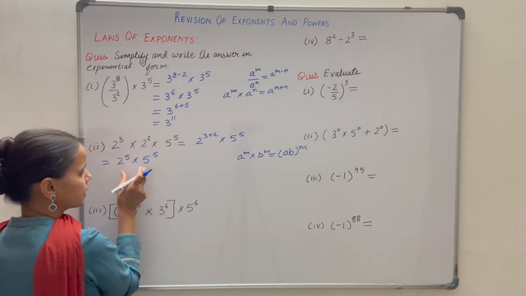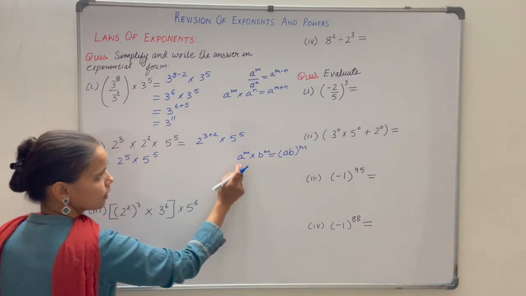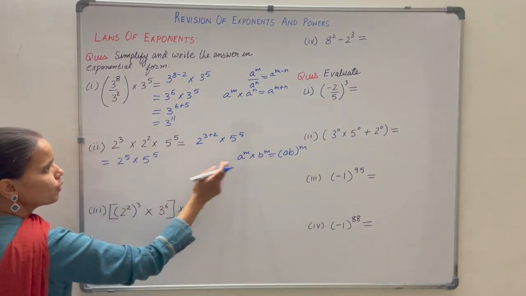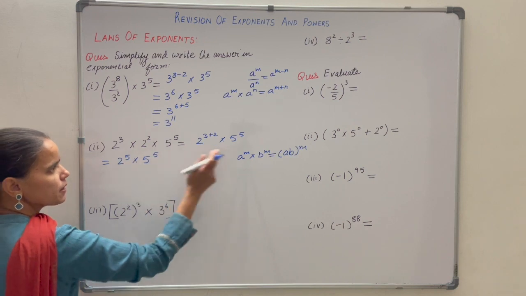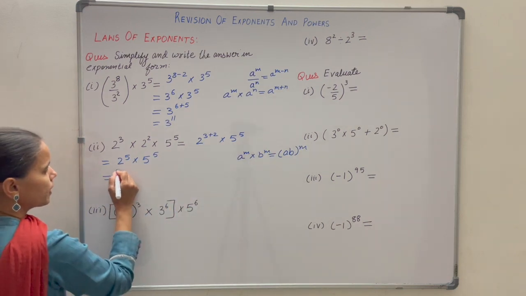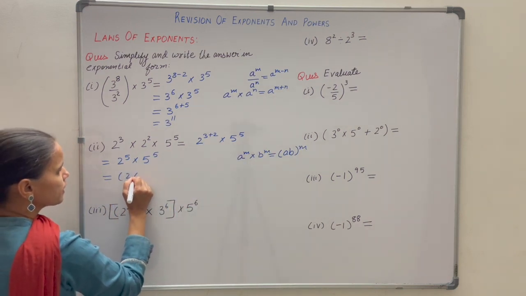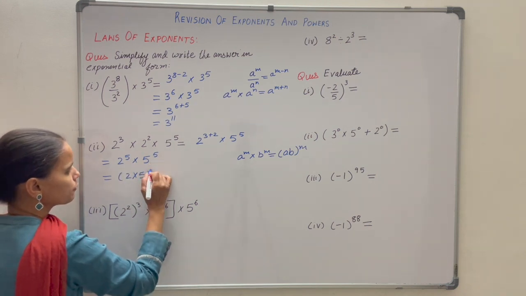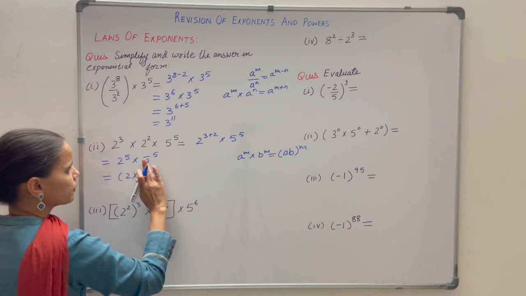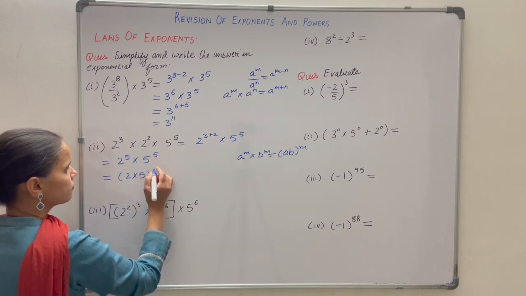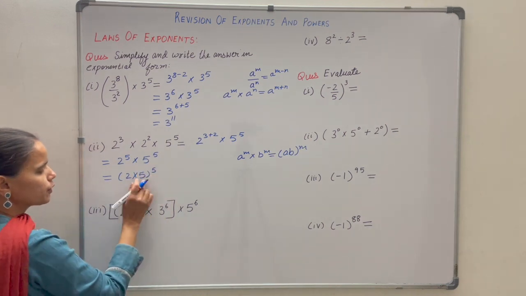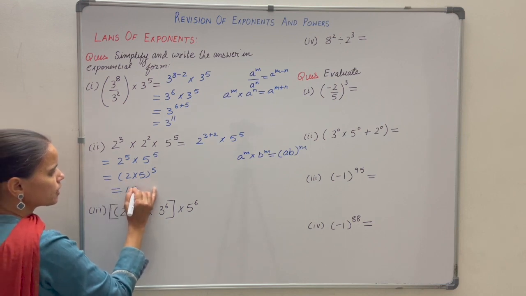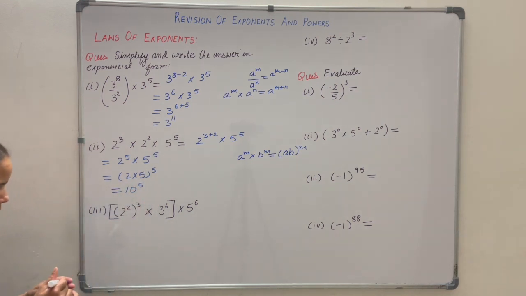This side is here. So I am going to write it like this. So your a is 2 and b is 5. m is 5. So a is 2, b is 5, whole raised to power m. m is also 5. So this is 5 here. So what do you get? 2 into 5 is 10. So this is 10 raised to the power 5.